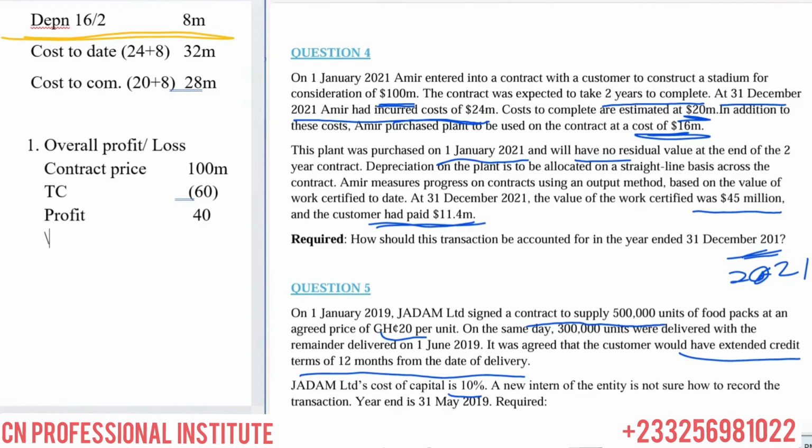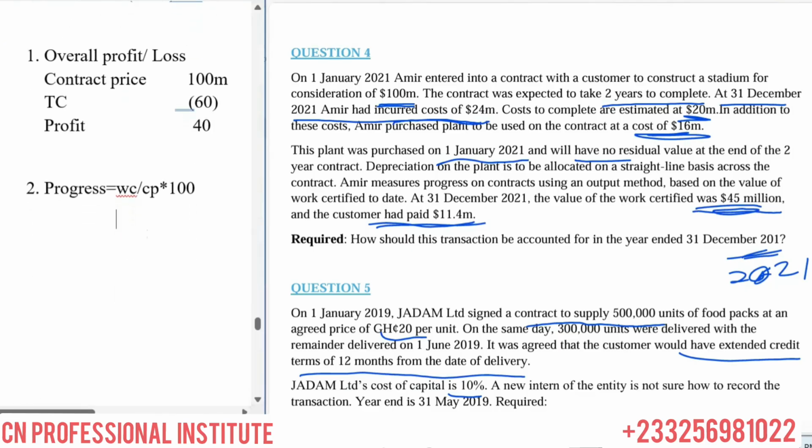Then step 2, we have to go and determine our progress. How do we get the progress? Here we are using the output method. We said it is work certified over total contract price. It's in the question. They said they measure progress using the output method. So it's work certified divided by the contract price, times 100. What is our work certified? It's in the question: 45 million. So that will be 45 million divided by total contract price 100 million times 100%. And that will give us 45%. So 45% is the progress.